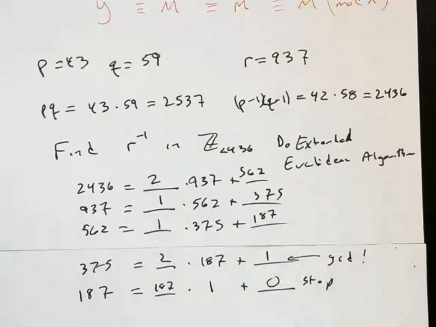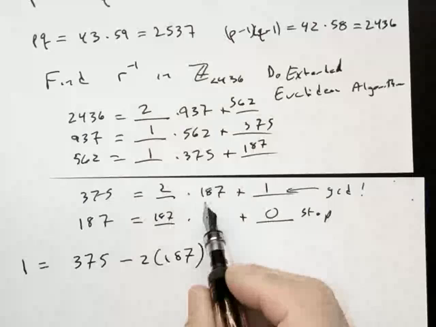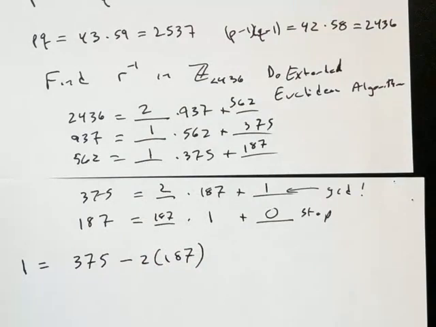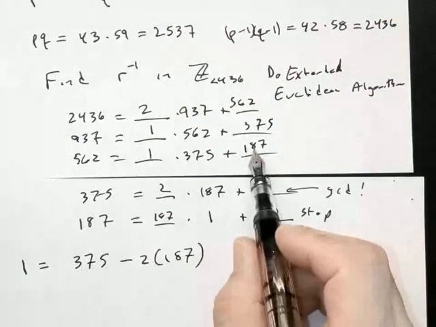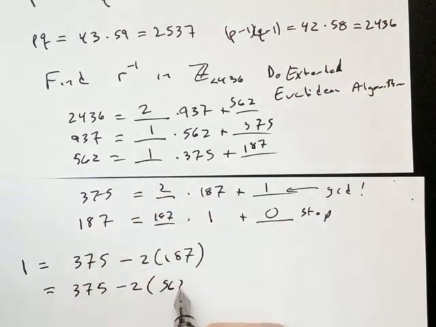Now I need to work it backwards. I'm going to start with 1. And I'm going to say, oh, 1 is 375 minus 2 times 187. That's this row right here. I just moved the 2 times 187 to the left. But 187 was the remainder here. So let's write it as 375 minus 2 times 562 minus 375. There's only one of them, so I don't need to put a coefficient in front of that.